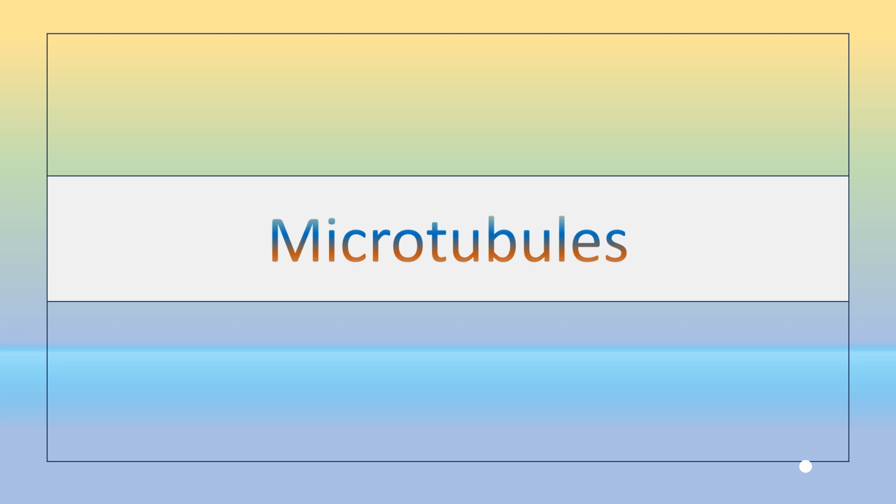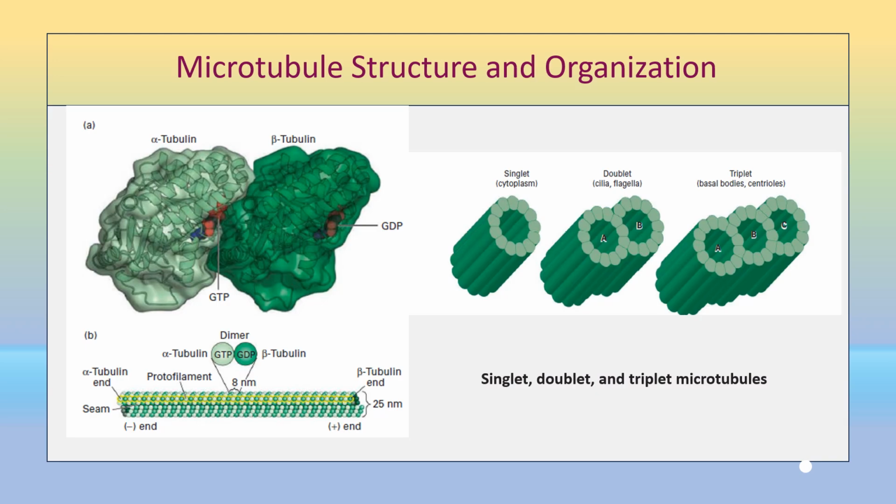So in this video we are going to talk about microtubules. Previously we discussed the microfilaments. So let's discuss first and foremost the microtubule structure and organization. Now, talking about the structure of microtubules, it's composed of two subunits: the alpha subunit, alpha tubulin, and the beta tubulin.